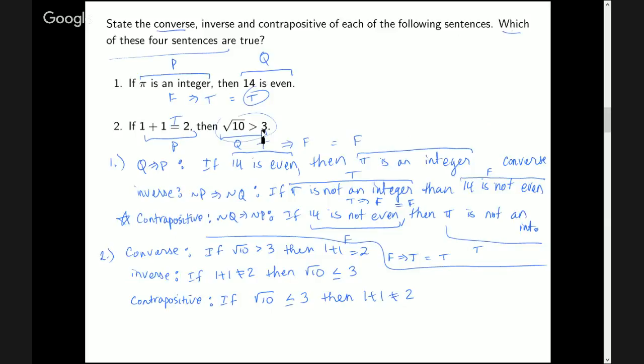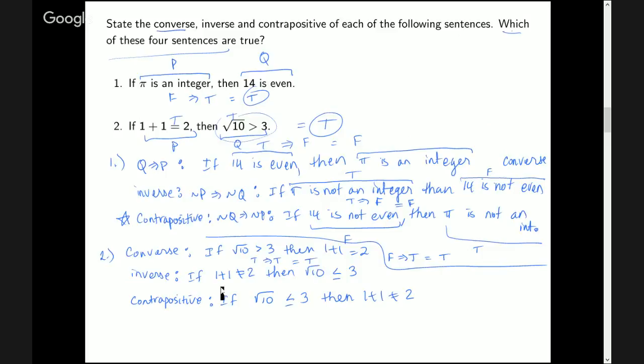Is the square root of 10 bigger than 3? Yes. So true implies true. That's going to be true there. Come down here. Square root of 10 is bigger than 3. 1 plus 1 equals 2. So true implies true. We get true there.